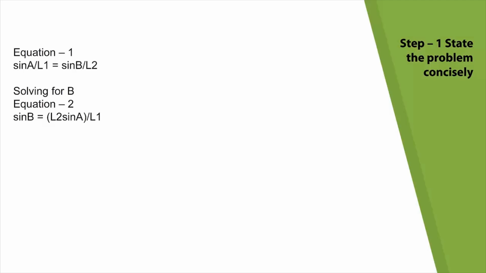Step 1 is stating the problem concisely. So using these two equations, that is sin A by L1 and sin B by L2, we are going to solve for B, that is sine inverse of L2 times sin A whole divided by L1. The values of A will be in the range 0 to 180, and we need to generate a plot that will plot the distance traveled by the piston as a function of this angle A.